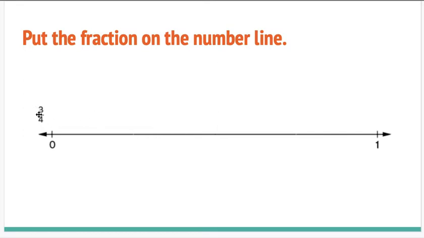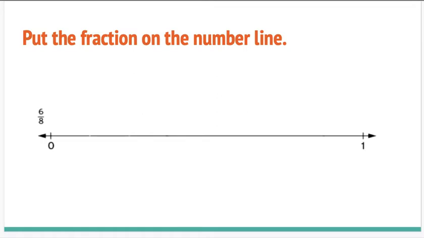Then we need to jump 3 spaces. 1, 2, 3. So 3/4 should go about here on our number line. Label 3/4 on your number line. All right, next we're going to try 6/8.